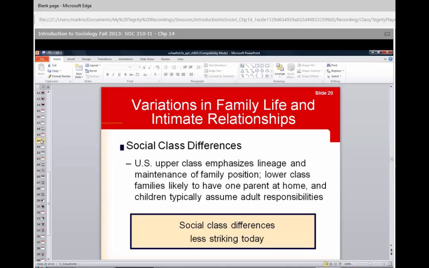All right, now some of the variations in family life, we can certainly look at social class differences. And they have, again, different criteria that they emphasize because of where they lie along the social spectrum. So upper class, they want to really maintain what they have. Their lineage is very important. Lower class, for example, we find a different scenario. Generally, maybe not a two-parent family, but a one-parent family seems to be something that's much more likely to occur.